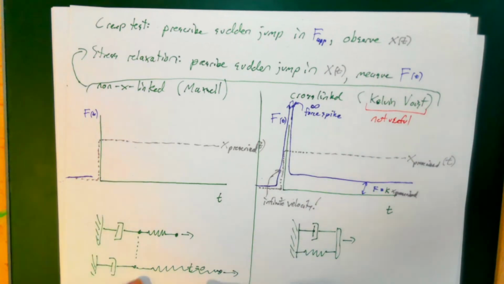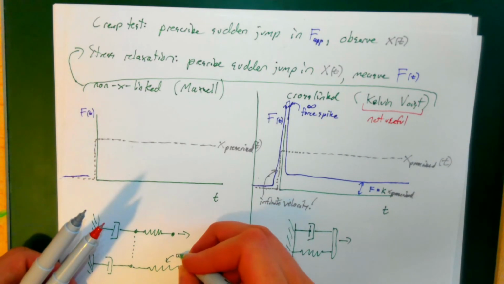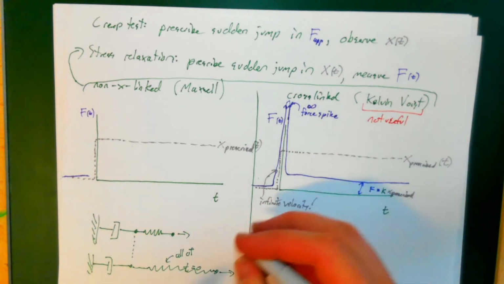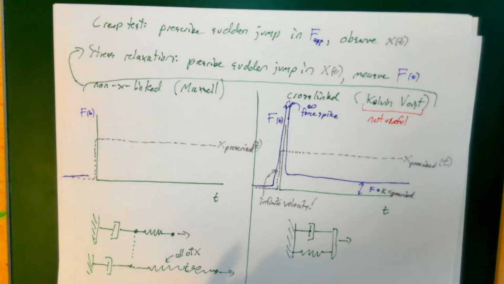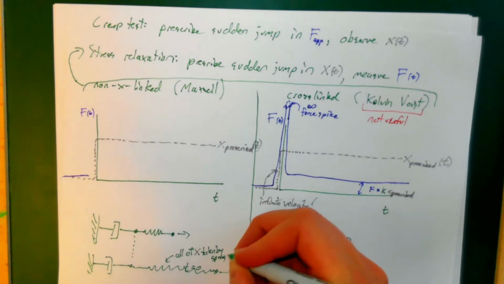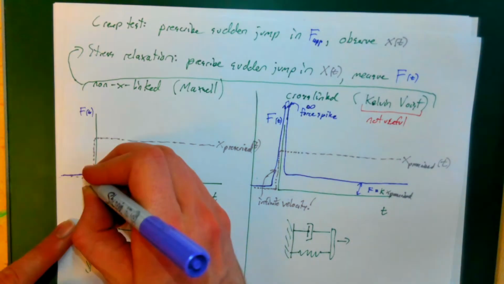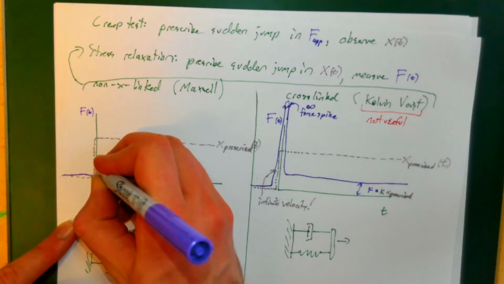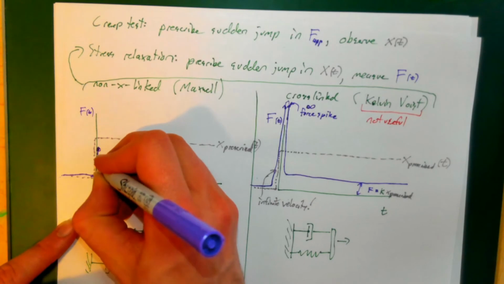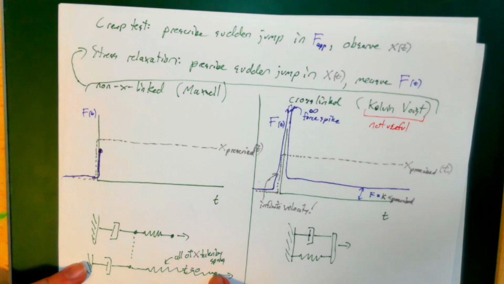the spring gets stretched out. All of the displacement, all of the x, gets taken up by the spring. And if all of that x is taken up by the spring, this really hasn't had a chance to move at all, and that's when my force is going to be maximized. So at time equals zero, I jump up to some max, almost instantaneously, as the spring stretches out instantaneously, to a maximum force.